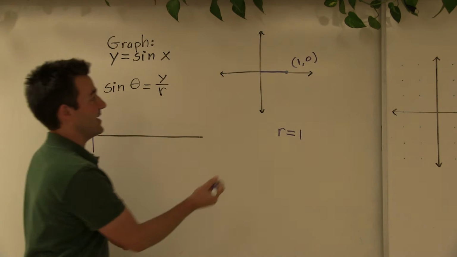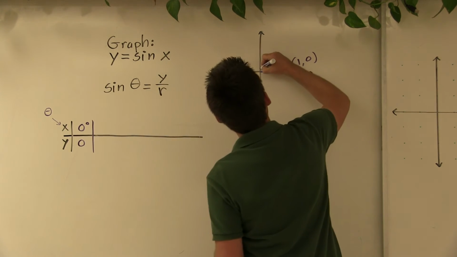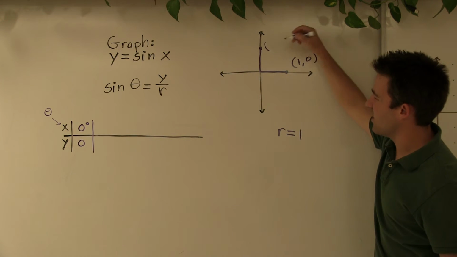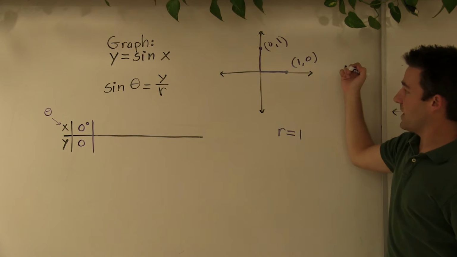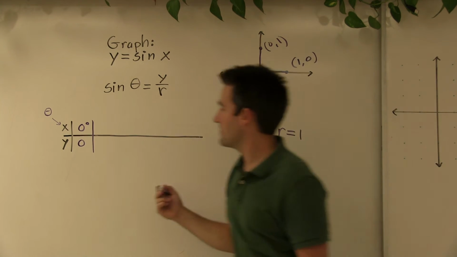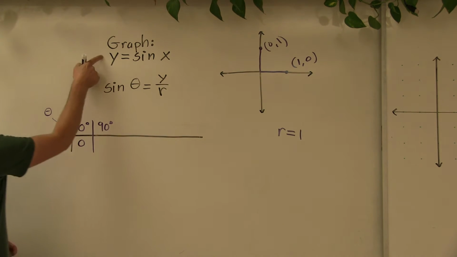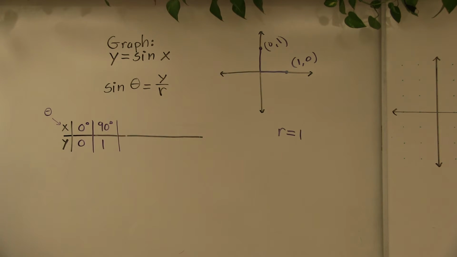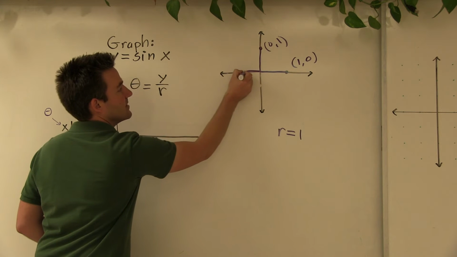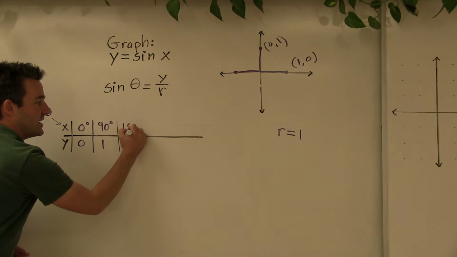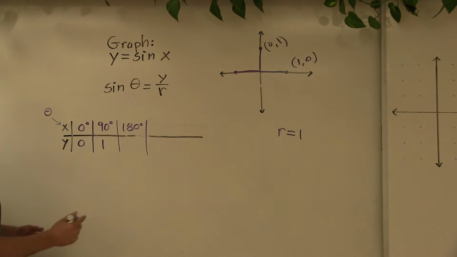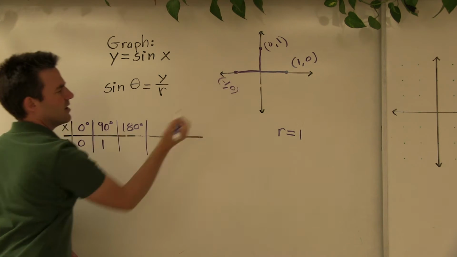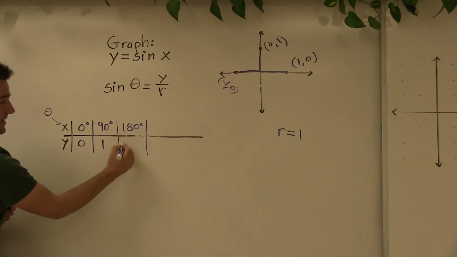Now let's imagine we rotate theta 90 degrees. So now we're up here. While r is still 1, the new coordinates of this point are 0, 1. So we have 1 over 1. So in our function, when x is 90 degrees, y is 1. Let's rotate another 90 degrees down to here. So now we're at 180 degrees. At 180 degrees, our coordinates here would be -1, 0. So y over r would again be 0.